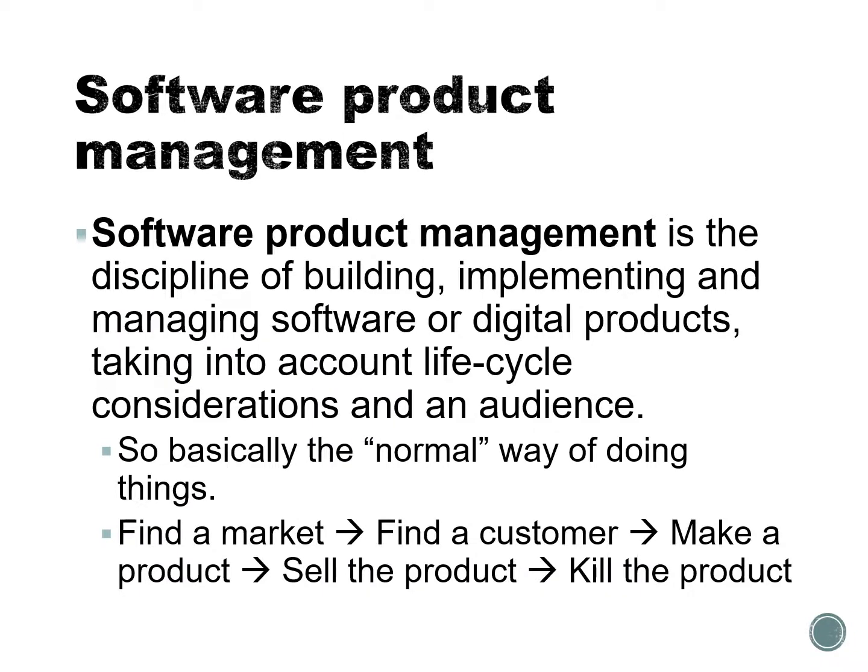So let's start with the terminology to understand the differences, or the subtle differences, between all these different things. First of all, software product management. It's the discipline of building, implementing, and managing software or digital products, taking into account life cycle considerations and an audience. So software product management is more or less the normal way of doing software.